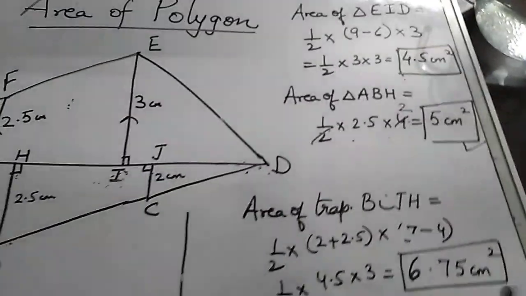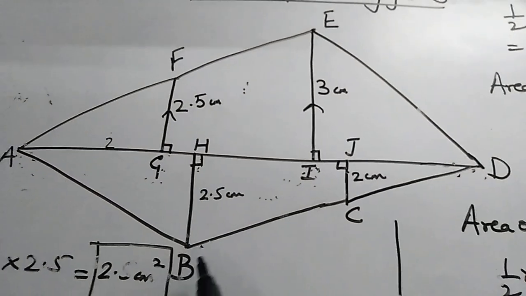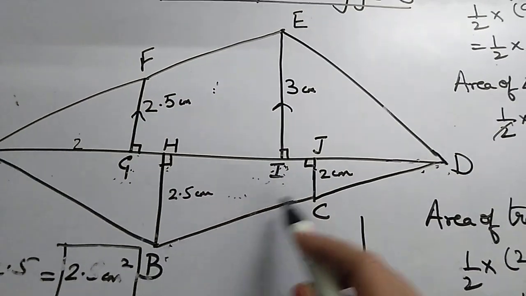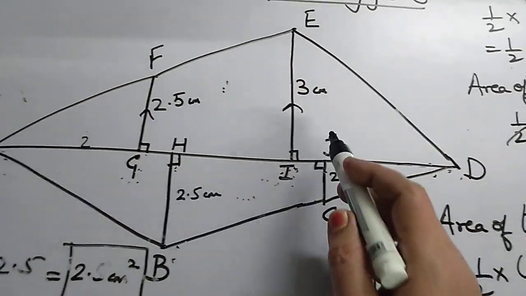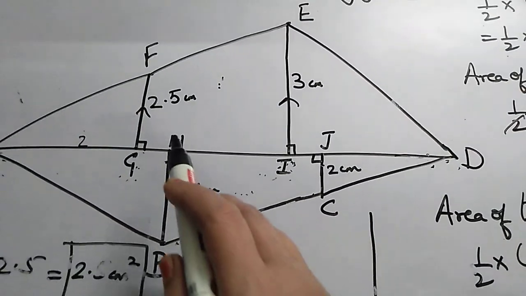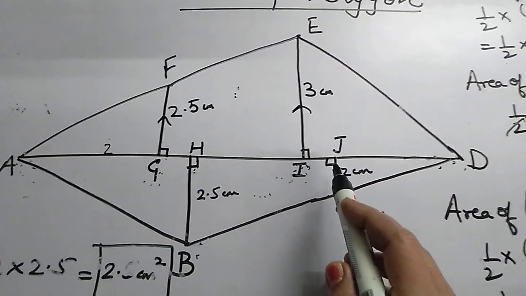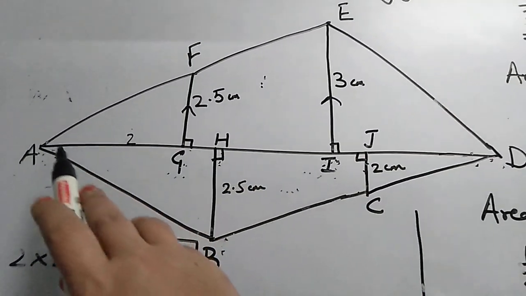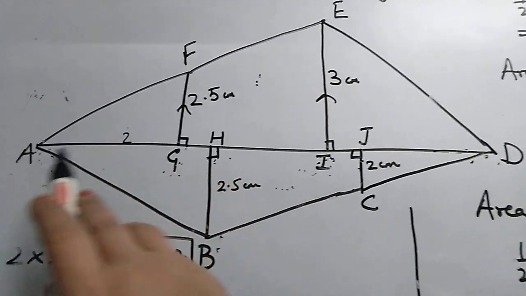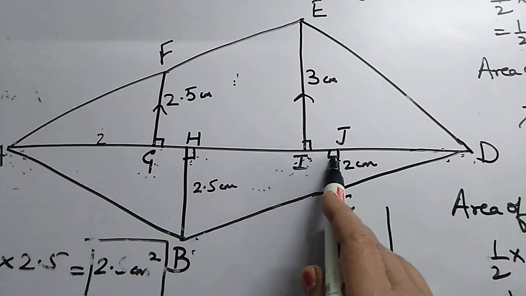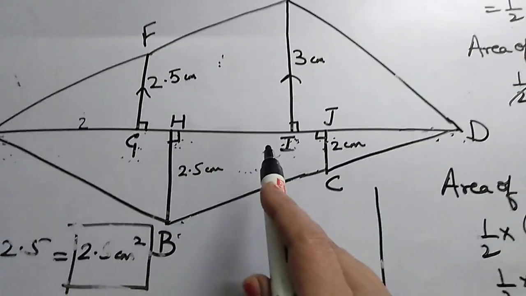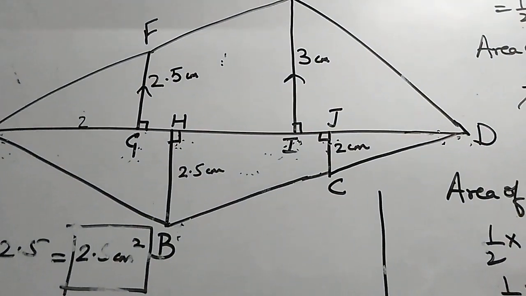Okay. Next is area of trapezium. Now coming to this trapezium, that is BCJH. You can see the parallel sides are 2 and 2.5. But how will you find HJ? You'll find A to J is 7 centimeters and A to H is 4 centimeters. So this much is 4 and this much is 7. So 7 minus 4, HJ will be equal to 3 centimeters.